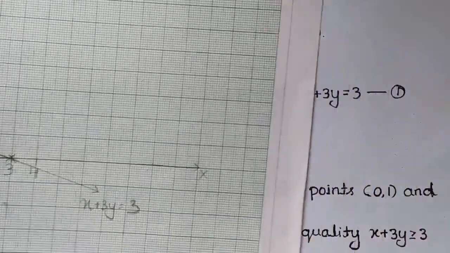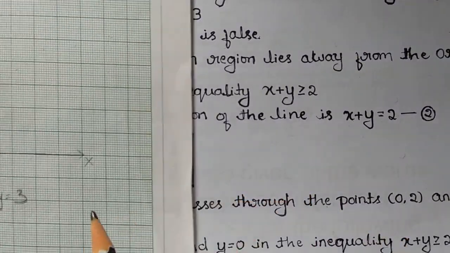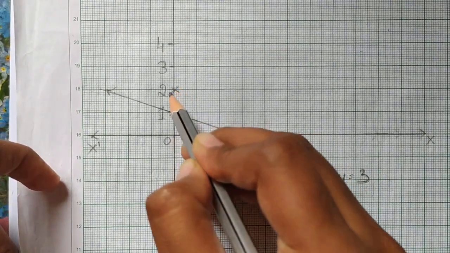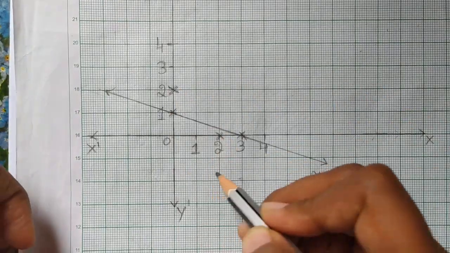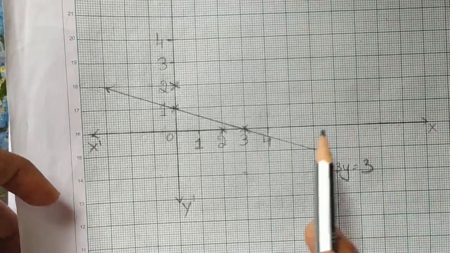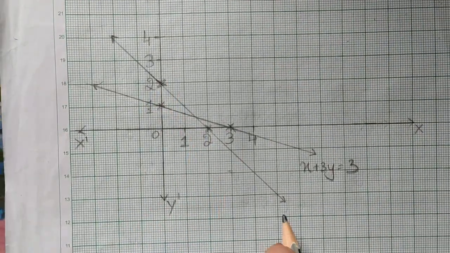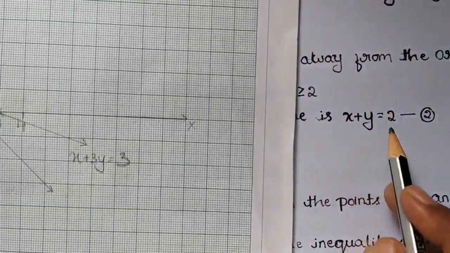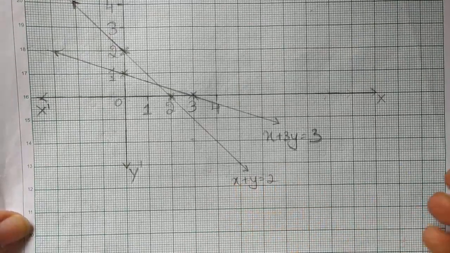Now the points on the second line are (0, 2) and (2, 0). (0, 2), x is 0, y is 2, and (2, 0). Also, the inequality contains the equality sign, so we draw a solid line passing through these points. I have drawn the line. The equation of this line is x plus y is equal to 2. I'll write it here, x plus y is equal to 2.